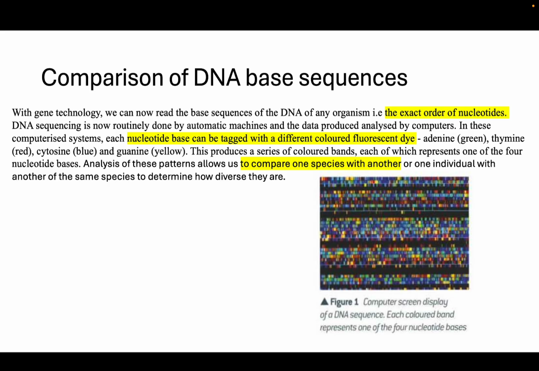So in terms of gene technology, you can look at DNA-based sequences. So this means the exact order of the nucleotides. And DNA sequencing is now routinely done by automatic machines, and the data produced analyzed by computers. So each nucleotide base can be tagged with a different colored fluorescent dye. So, for example, adenine could be green, thymine could be red, cytosine could be blue, and guanine could be yellow. And this essentially produces a series of colored bands, which you can see below. And each one represents one of the 4 bases.